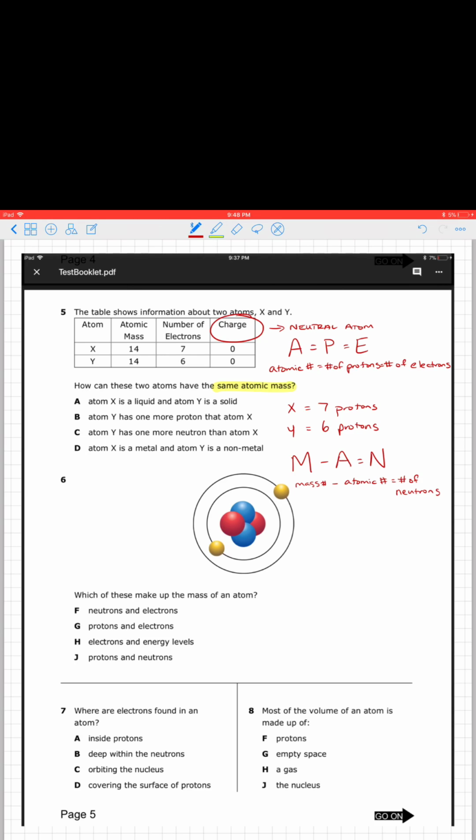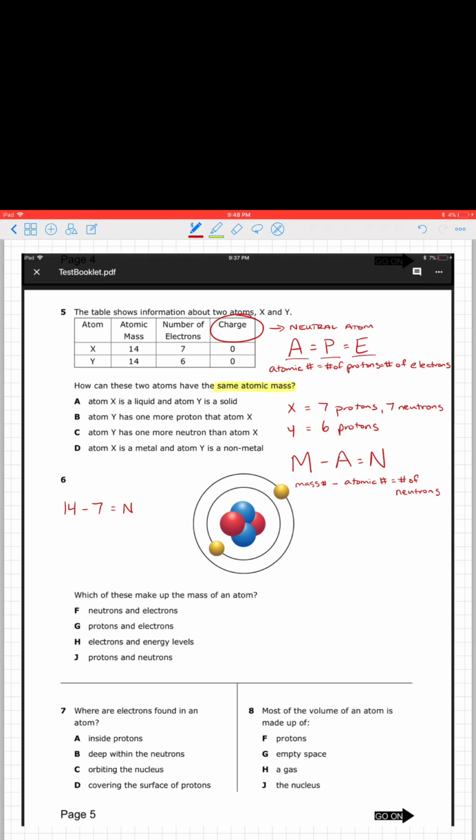We would have 14 minus our atomic number, which, because we know APE MAN, atomic number equals number of protons, which equals number of electrons. So if we have 7 electrons, we have 7 protons, which means our atomic number is 7. So we have 14 minus 7 equals how many neutrons? So atom X would have 7 neutrons.